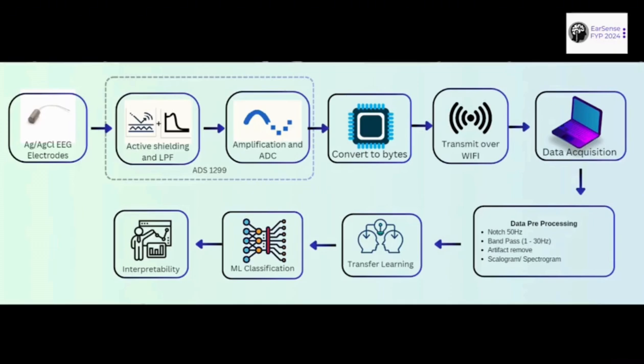Once received, the signals undergo pre-processing, where we first apply a 50 Hz notch filter to remove the power line noise, and then we focus on the 1 to 30 Hz range, which is crucial for EEG analysis. Then the artifacts are removed using statistical methods introduced by us, refining the signals for further analysis.